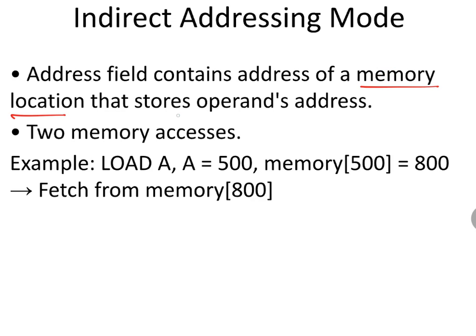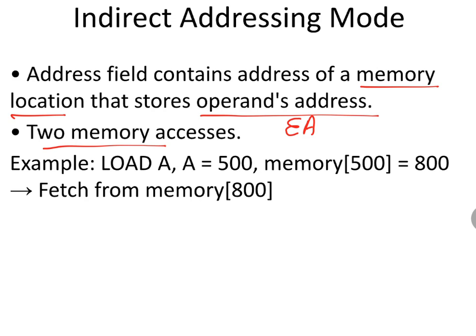It gives the memory location that stores the operand's address. So the operand's address is nothing but your effective address, right? In direct addressing mode, the address field contains the effective address itself, whereas in indirect addressing mode it does not contain the effective address. It contains the memory location that stores the operand's effective address. So it's like a pointer to the actual location, right? Here we need to access memory, right?